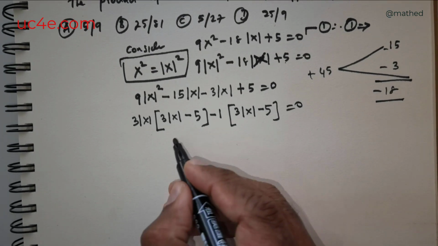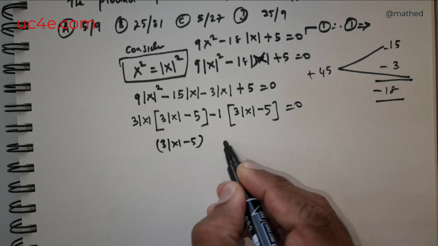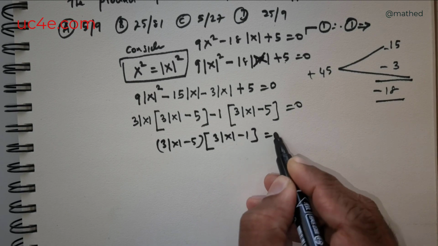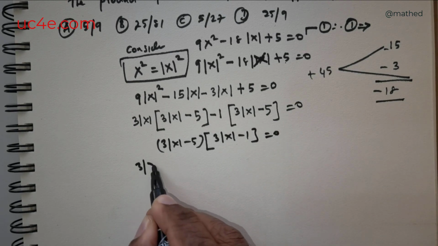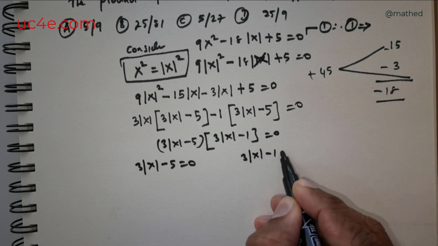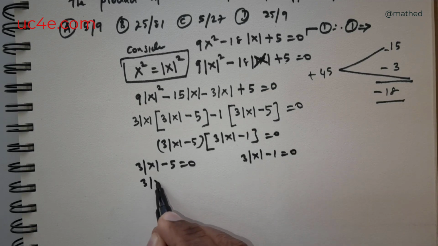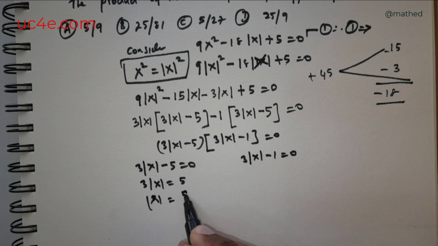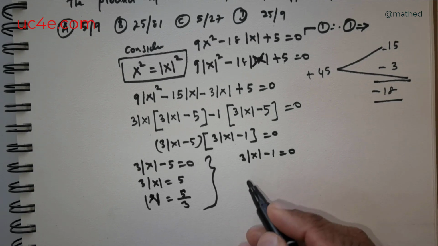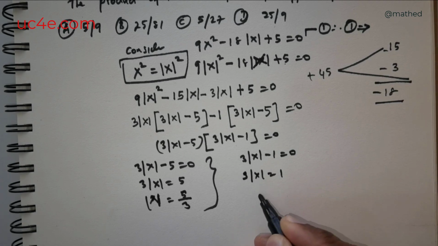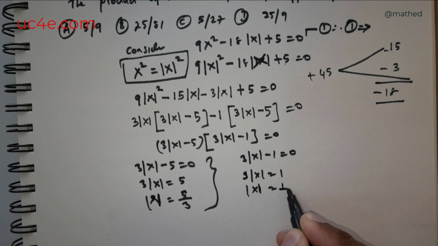Let's move on. Taking 3 times modulus of x minus 5 as a common factor, we get 3 times modulus of x minus 1 is equal to 0. From here, 3 times modulus of x minus 5 is equal to 0, and 3 times modulus of x minus 1 is equal to 0. From here 3 times modulus of x is equal to 5, so modulus of x is equal to 5 over 3. Moving on to the other quantity, 3 times modulus of x is equal to 1, and modulus of x is equal to 1 over 3.